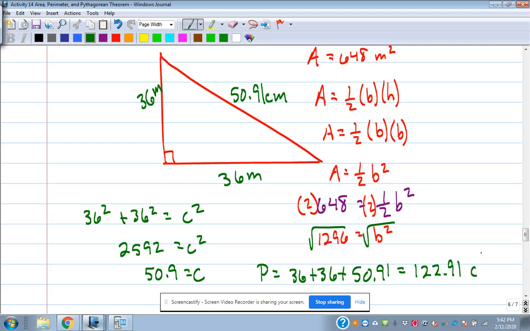Not centimeters, it's meters. Why did I put centimeters? That's a tiny triangle if it's centimeters, for a garden anyway. So we need at least 122.91 meters of fence. I bet we got to buy 123 when we go to the store. They don't sell us 0.91s of that. So easy enough. All right.